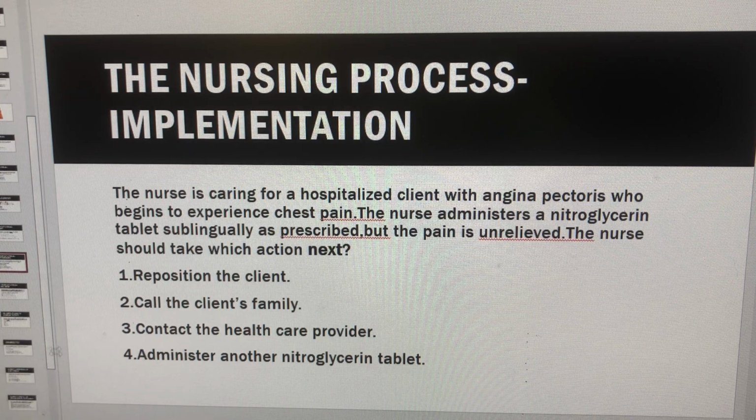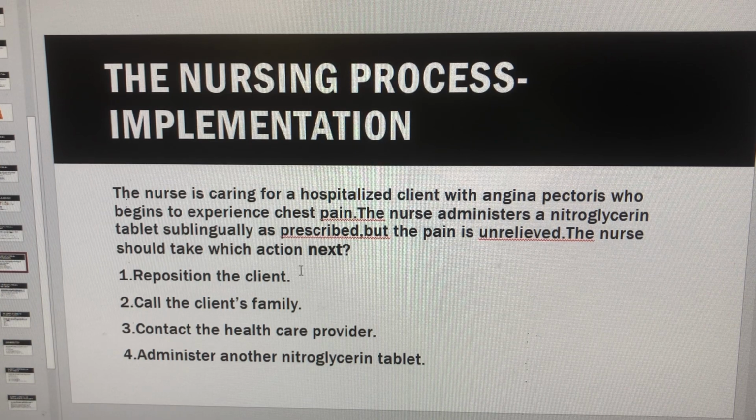Nursing process implementation. The nurse is caring for a hospitalized client with angina pectoris who begins to experience chest pain. The nurse administers a nitroglycerin tablet sublingually as prescribed, but the pain is unrelieved. The nurse should take which action next?